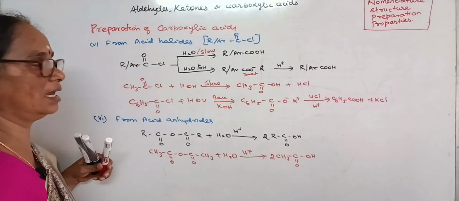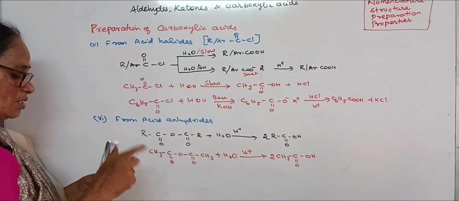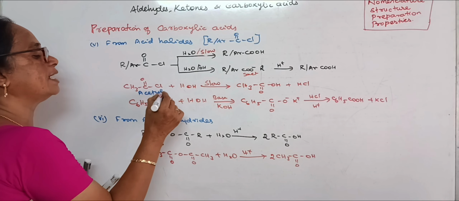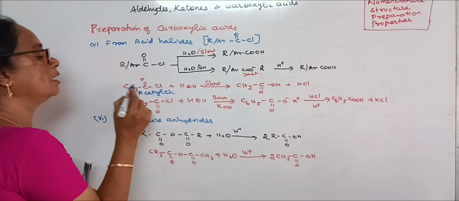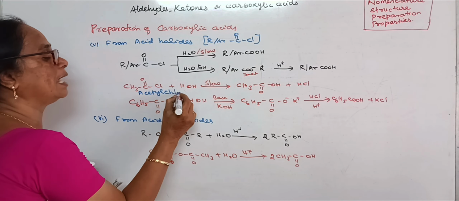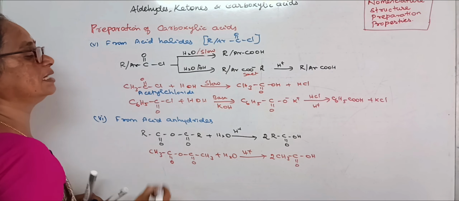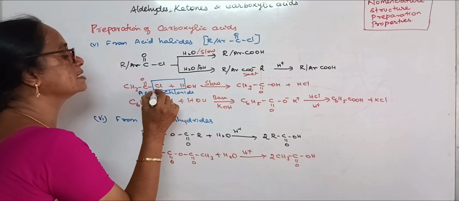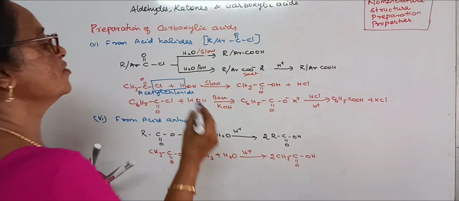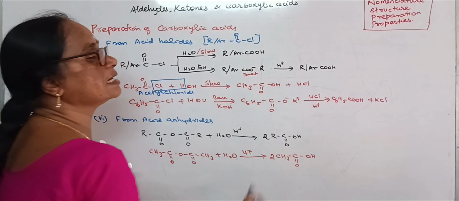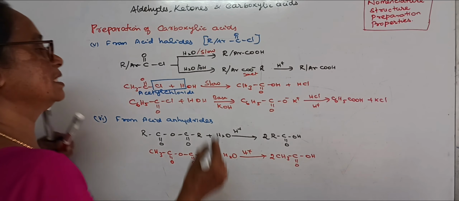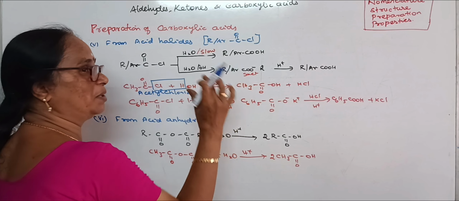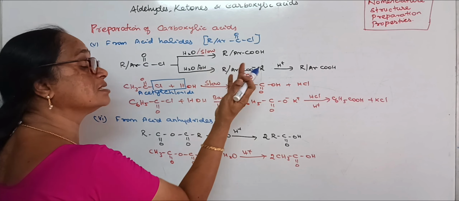CH3COCl is actually acetyl chloride, or you can say the IUPAC name ethanoyl chloride, because it has two carbon atoms. When this acetyl chloride undergoes hydrolysis, there is removal of HCl, from which we are getting acetic acid and HCl. But the reaction is very slow because here no catalyst is present, either an acid or a base.